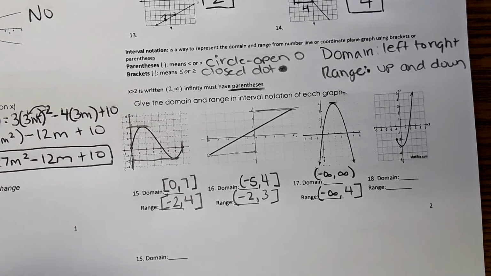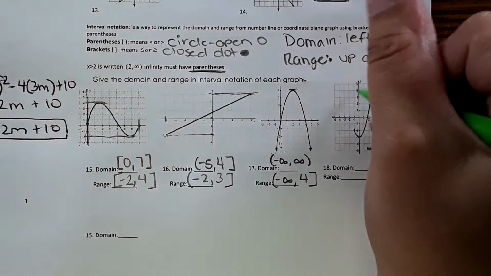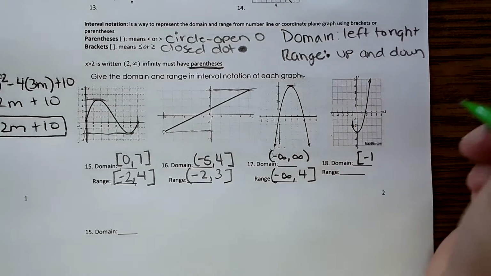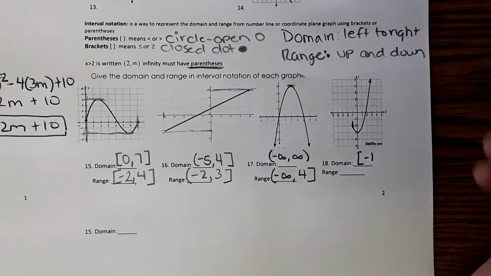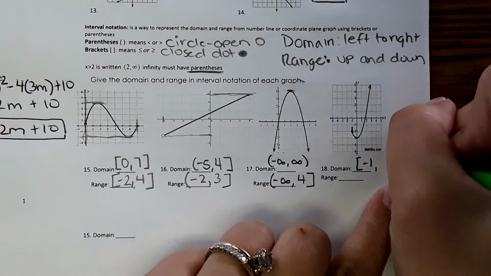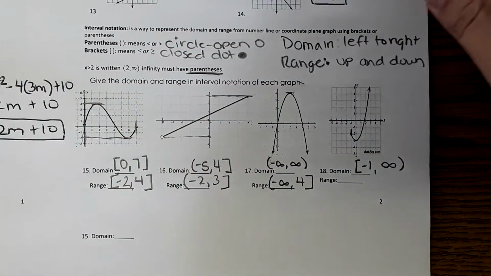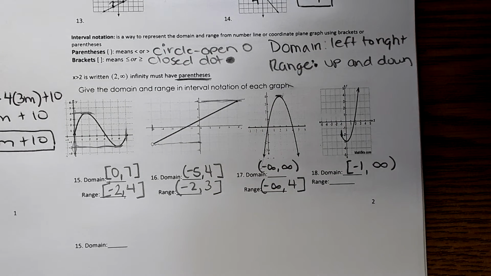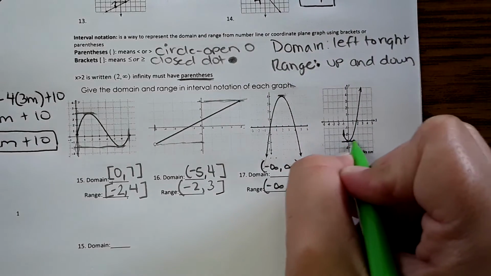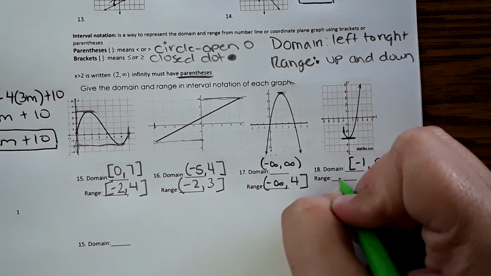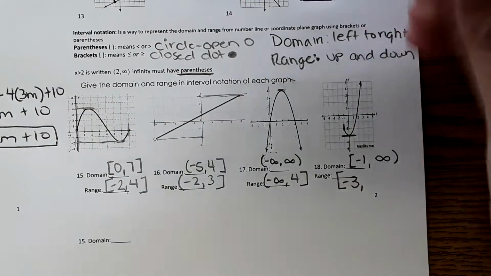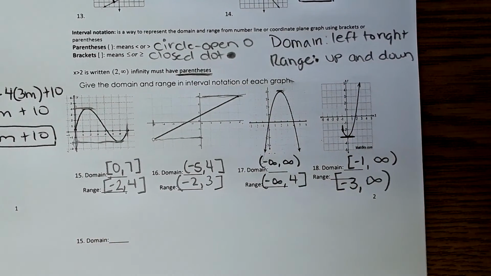Okay. The next one, domain, is your x values. So you're looking for your x value furthest to the left, and that's at -1. It's a closed dot. And then in the other direction, this goes on and on forever, and it'll keep going further out. So this is infinity with the parentheses. Then your y values. Right here, the lowest y value is -3, and then it goes up forever and ever, so you're going up to infinity again.